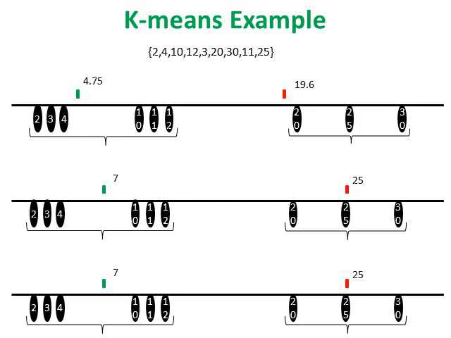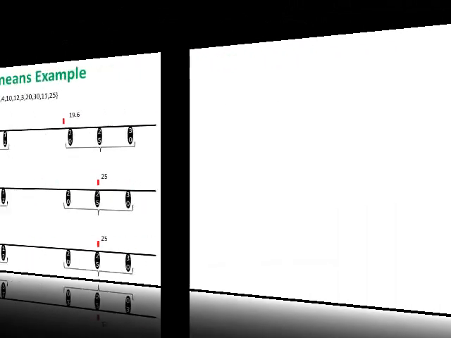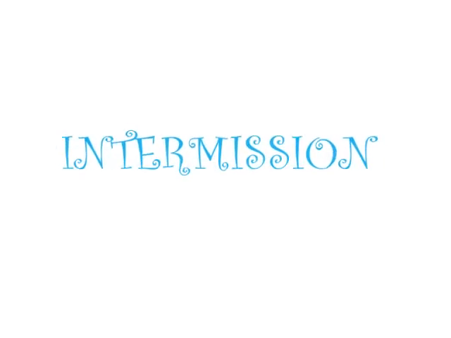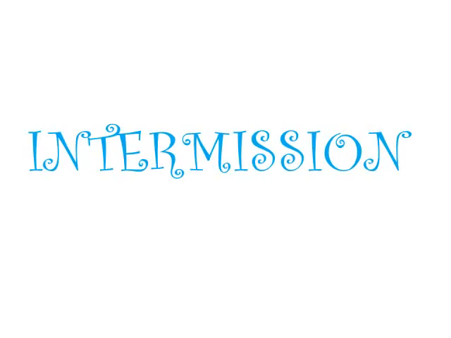And these clusters are treated as resultant clusters with centers 7 and 25 respectively. Cluster 1 data objects are 2, 3, 4, 10, 11 and 12. Cluster 2 objects are 20, 25 and 30. So these are the final clusters. I will explain another example in 2 dimensions.